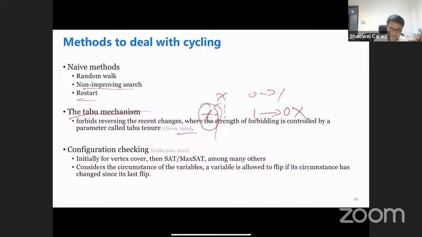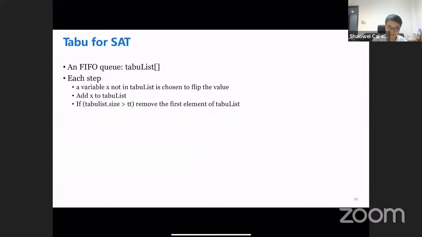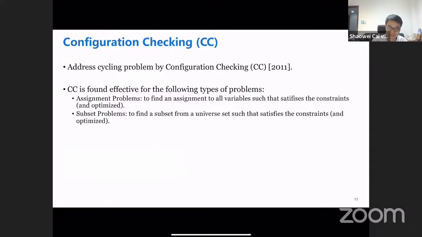And the other idea is the idea I proposed about 10 years ago, called configuration checking. Initially it was defined to tackle graph problems, but eventually it turned out to be a powerful technique for SAT. In this idea, we consider the circumstance of the variable. So a variable is allowed to flip only if its circumstance has changed since its last flip. I will skip the taboo, okay? Because we don't have sufficient time.